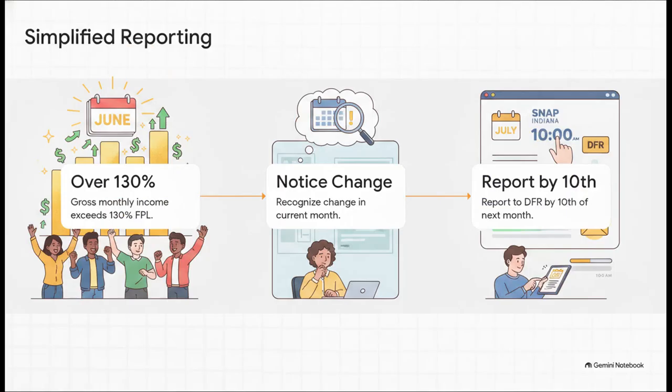Let's actually walk through a quick scenario so you can see exactly how this plays out. Step 1. Let's say you get a fantastic promotion at work during the month of June, and your new gross salary pushes your household income over that 130% limit. Step 2. You recognize that this change happened in June. Step 3. Because the income change happened in June, you are strictly required to report it to the Division of Family Resources by July 10th. See? It's a very clear 3-step cycle.